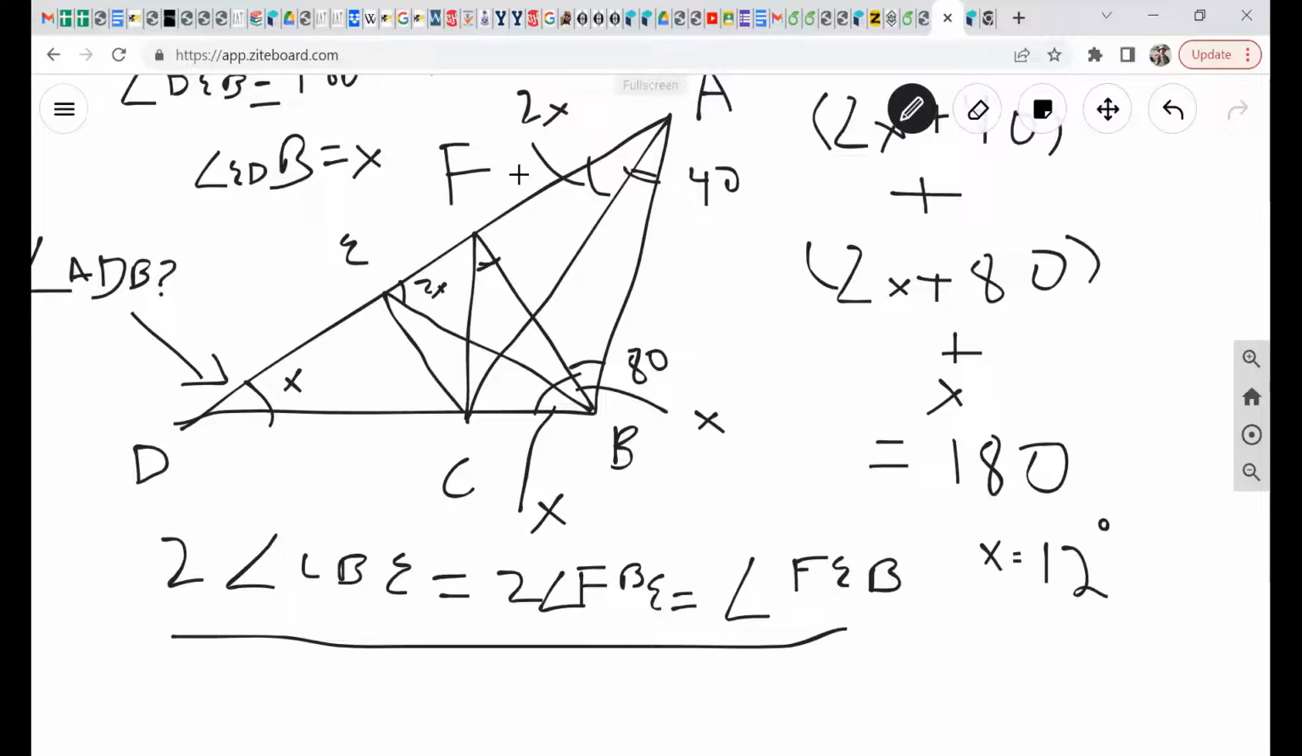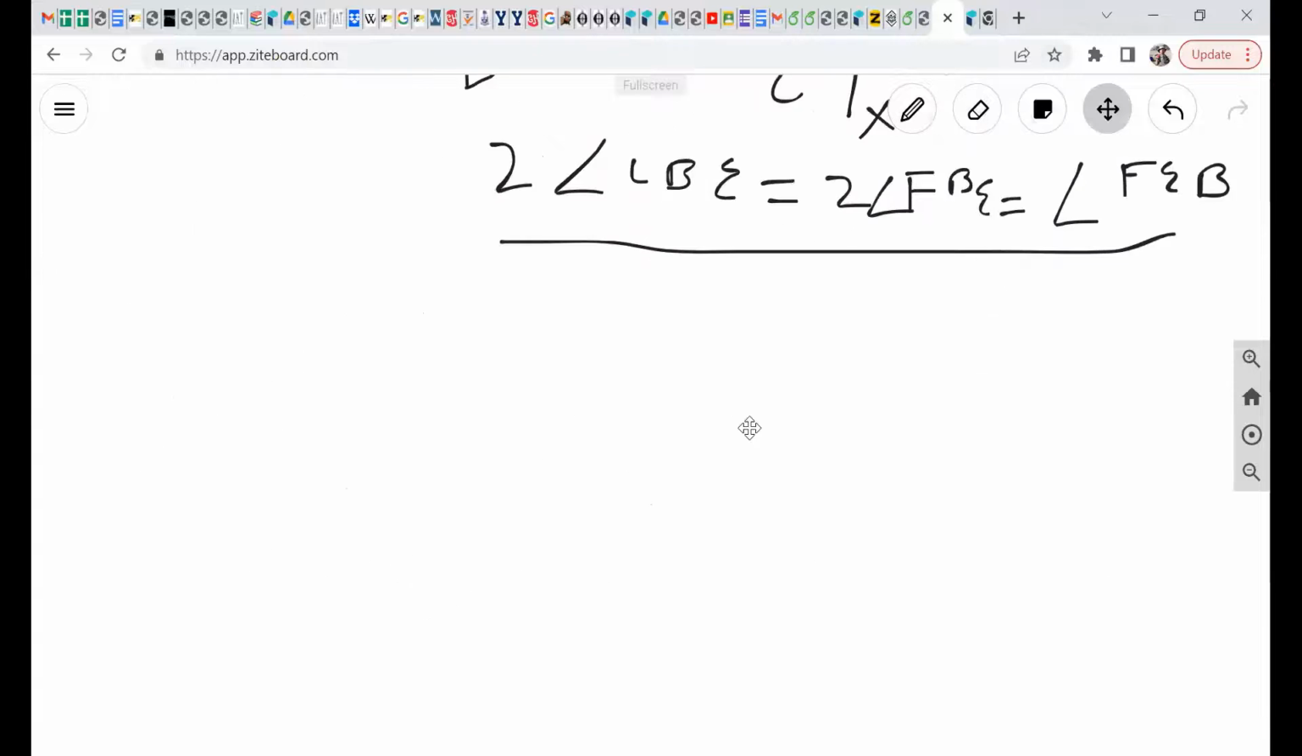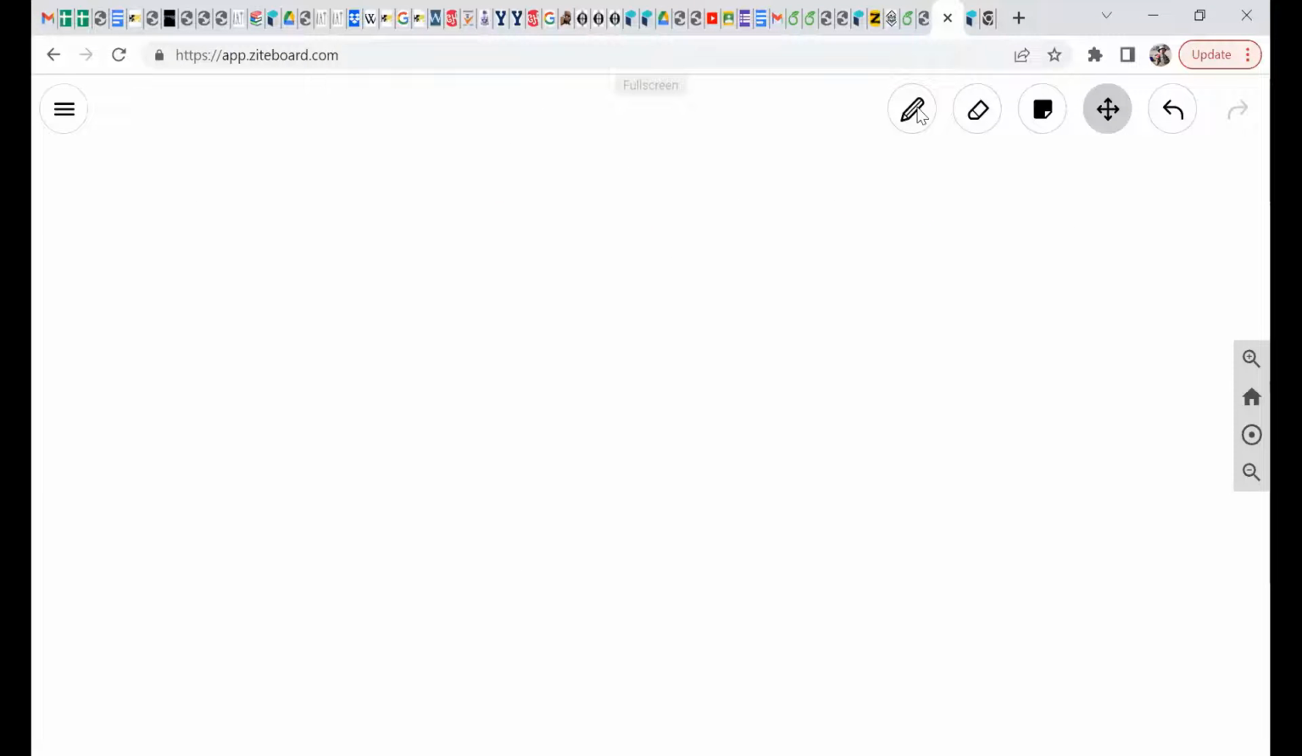And finally, we're going to go over one more problem. This one is an AMC problem, but it still really doesn't require much more than the basic angle chasing principles that we've gone over.